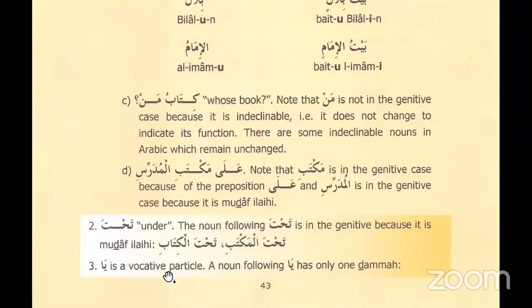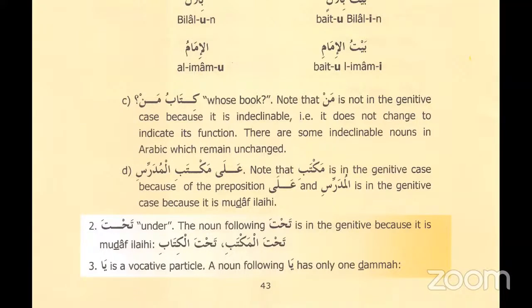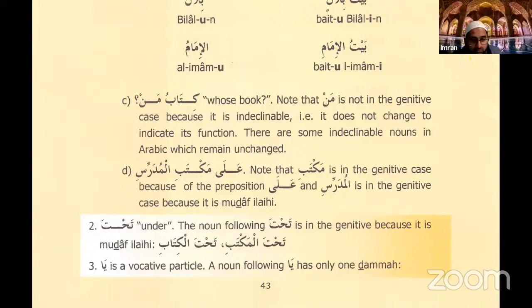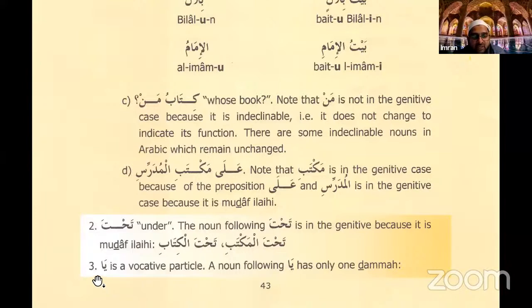Is it under, or tahta? Yes, under. Correct. The noun following tahta is in the genitive because it is mudaf ilayh. Tahta maktabi, tahta kitabi. Correct. Ya is a vocative particle. A noun following ya has only one dhamma. So the noun which comes after ya, Muhammad, it's not ya Muhammadun, it's ya Muhammadu, ya Aliyu. That's what he's trying to say. And after tahta, the noun comes with a kasra.